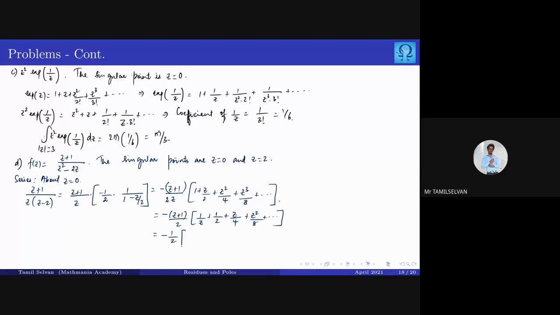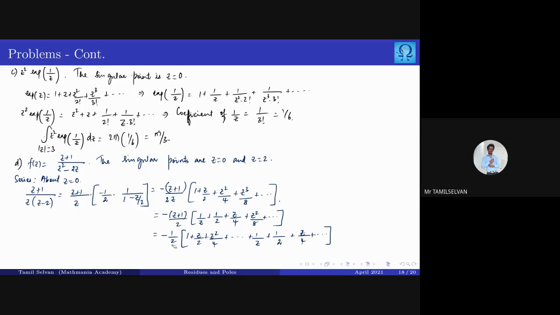So 1 upon 2, let me have as it is, when I multiply only that z inside. Term wise multiplication let me do. So it is 1 plus z upon 2 plus z squared upon 4 plus etc. And when I multiply 1, I will have only 1 upon z plus 1 upon 2 plus z upon 4 plus etc.